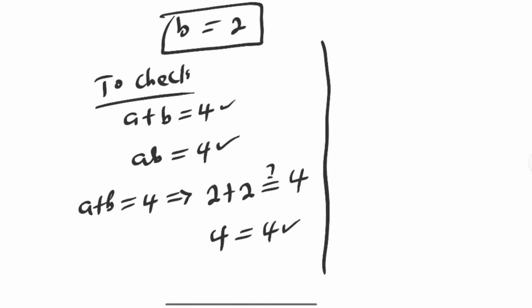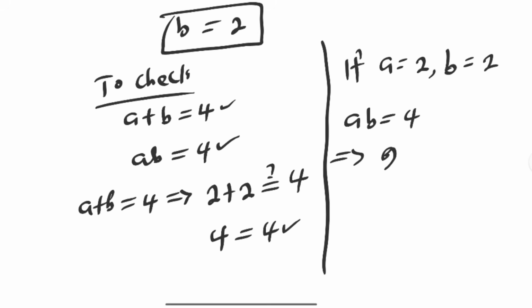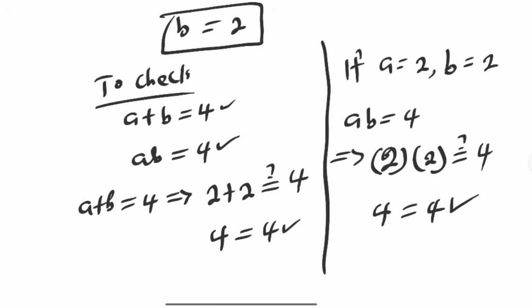Now let us consider this. If a is equal to 2 and b is equal to 2, you have ab is equal to 4. This is same thing as 2 multiplied by 2 must be equal to 4. Then 2 times 2, this is 4, is equal to 4, which is true.